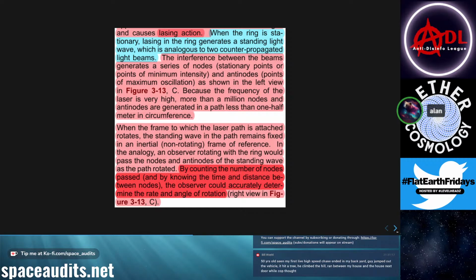All right, so and the lasing action. Let's see. It causes the lasing action when this was supposed to be part of the other one. I see what happened now.